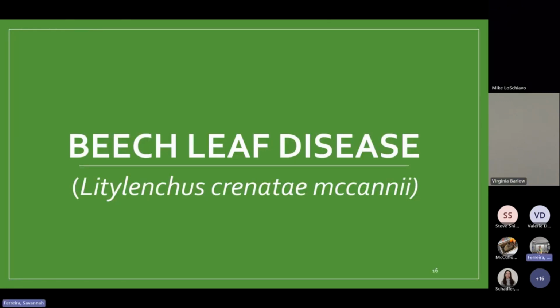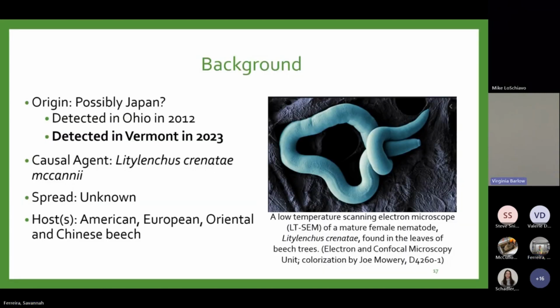So the next established invasive I want to talk about today is beech leaf disease. Beech leaf disease is a novel disease affecting all beeches in North America. This is going to include your American, European, Oriental, and Chinese beech. This disease was first observed in Ohio in 2012 and was unfortunately detected in Vermont in 2023.